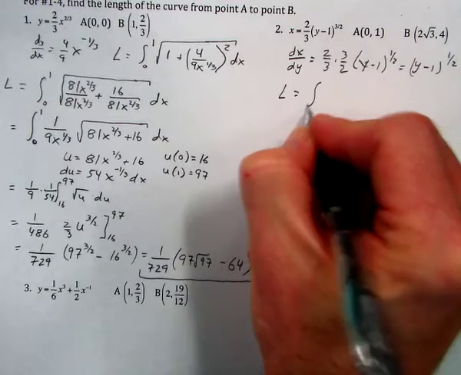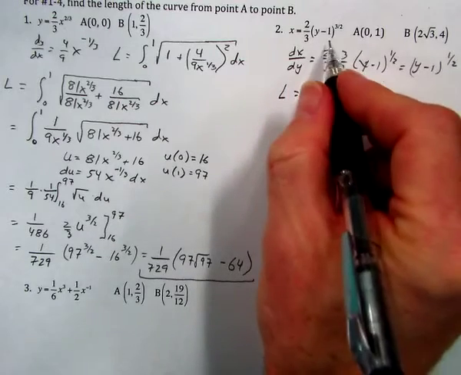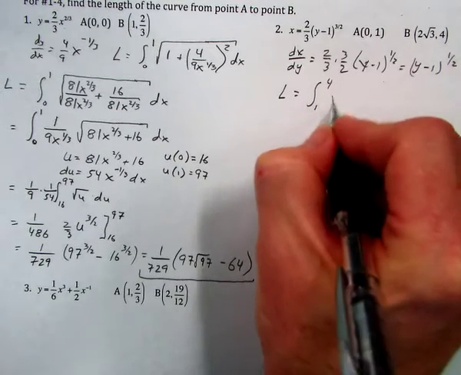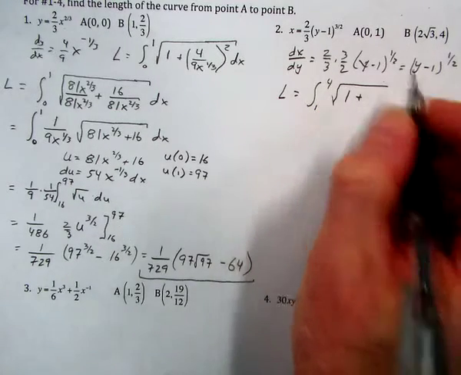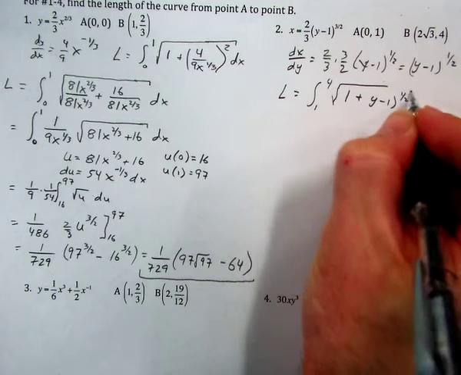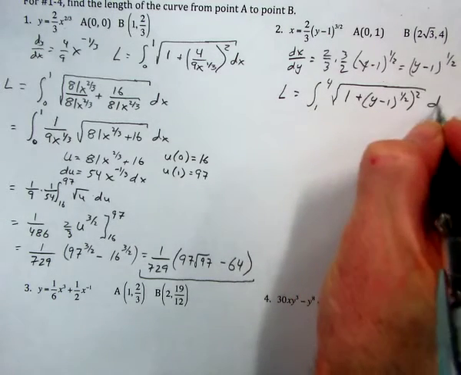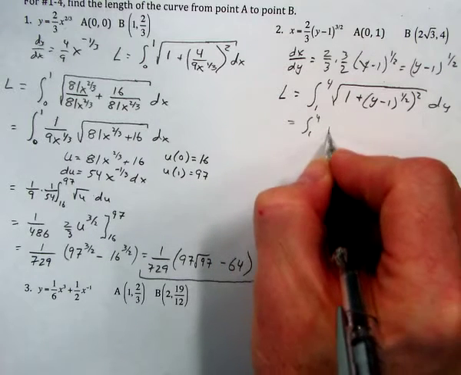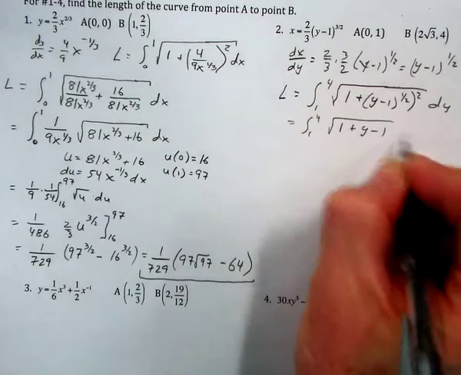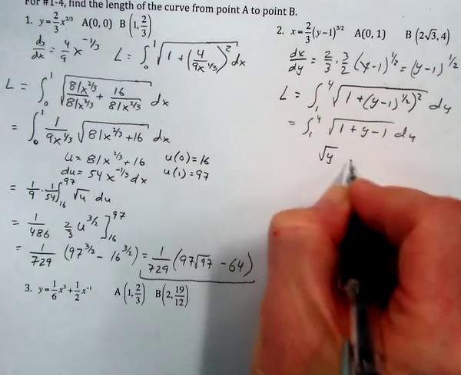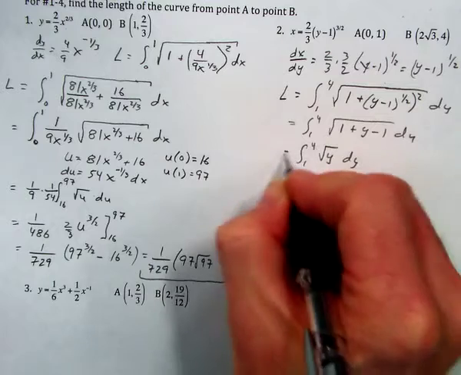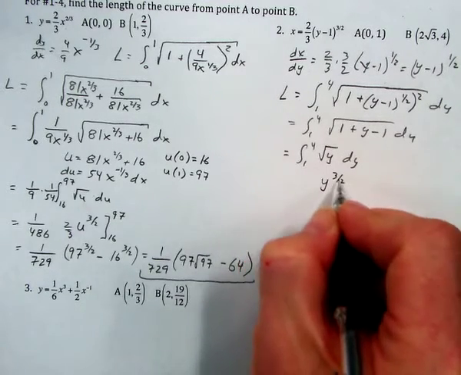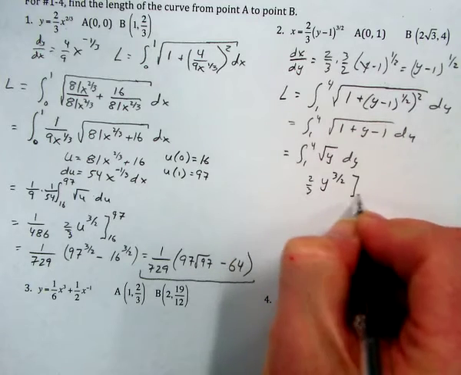We can say L is, this time we're dealing with our y numbers. Everything will be in terms of y, so we're going to go from 1 to 4 of the square root of 1 plus y minus 1 to the 1/2 quantity squared dy. Last one was a little ugly. This one works out kind of nice. We have 1 plus y minus 1 dy, so all we have is the square root of y dy. And you know what that is. We just basically did the same thing. y to the 3/2 times 2/3 evaluated from 1 to 4.